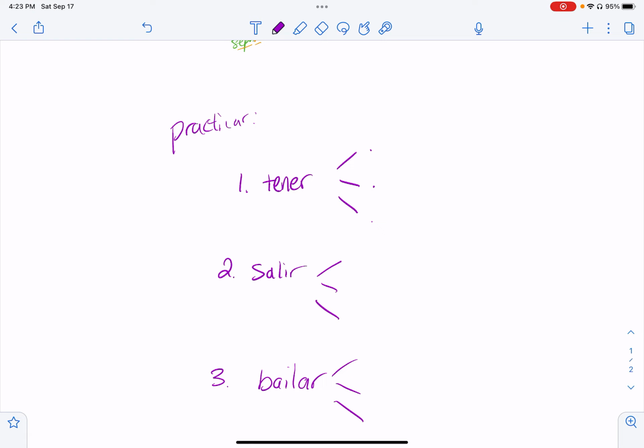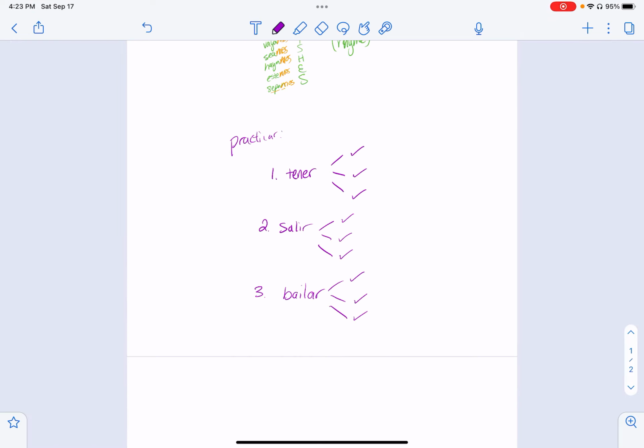All right, so you should have tenga, tengan, tengamos, salga, salgan, salgamos, baile, bailen, bailemos. Check and make sure you have those right.